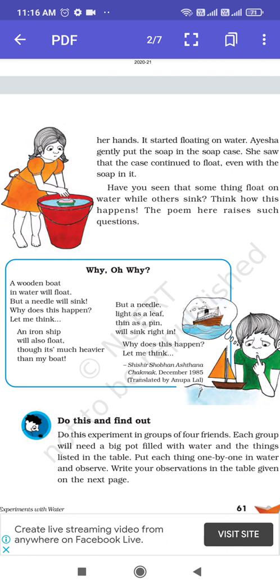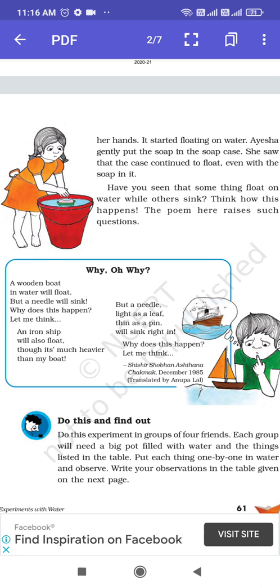An iron ship will also float, though it's much heavier than my boat. Okay, why does an iron ship float? Just because the density of the iron ship is less than the density of ocean water. Clear? The density of the iron ship is less than the density of ocean water in the ocean. Second thing, ocean water is saline, salty, so that will increase buoyant force.